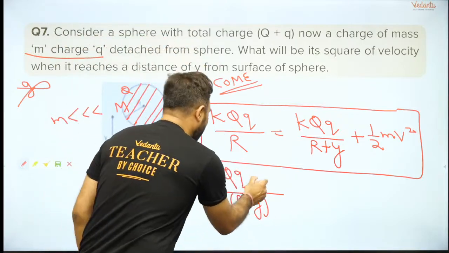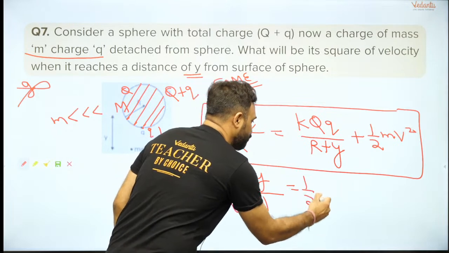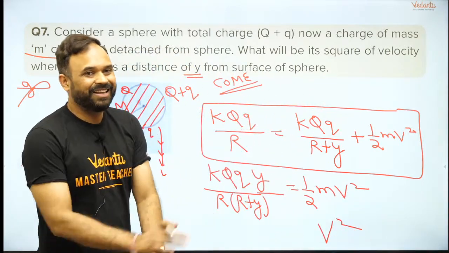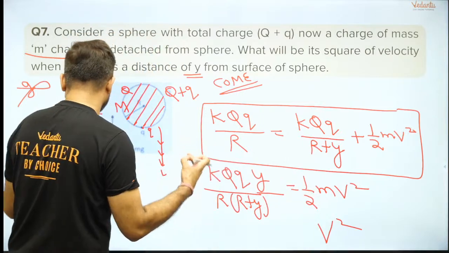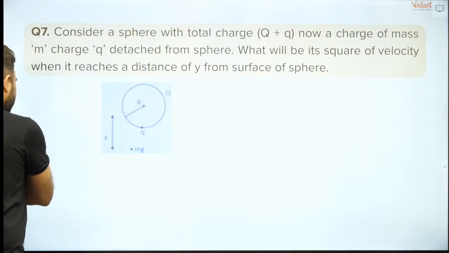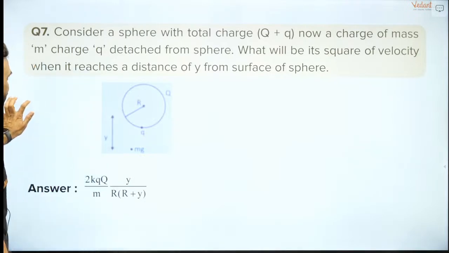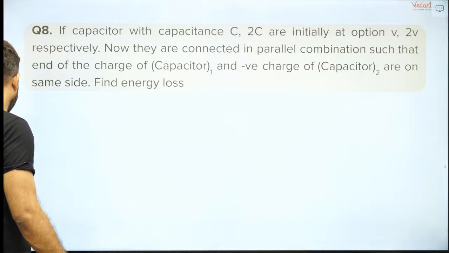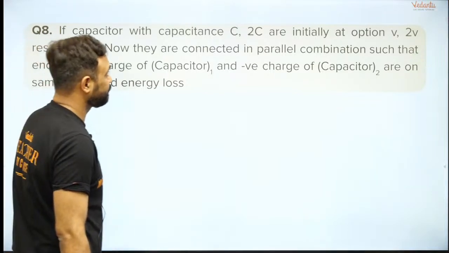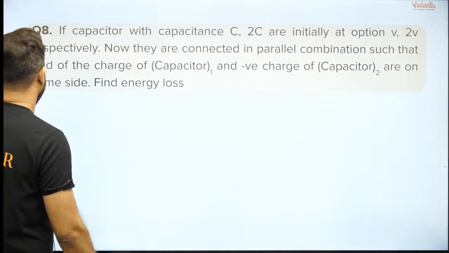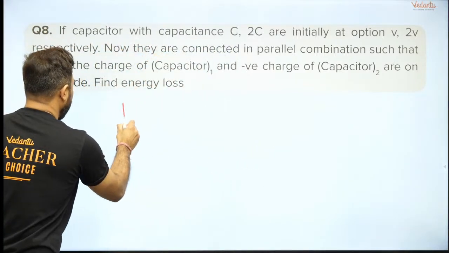Now it was simple. You could have written K, capital Q, small q upon r into r plus y. And what will happen is 1 upon r minus 1 upon r plus y. R plus y minus r is y, and that is equal to half of m into v square, and solve this equation for v square, friends. So we'll easily get this answer. Conservation of energy was the crux of this problem, right? You get this answer. The answer has been given to you.